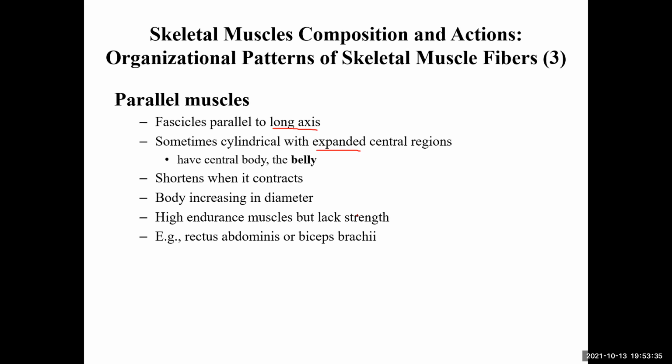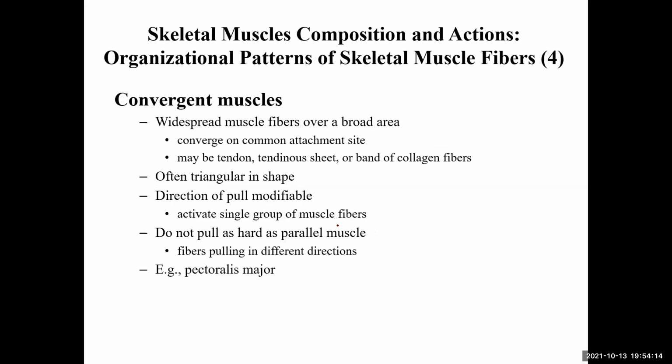So when you contract that area, the muscle belly will expand as the overall muscle shortens, because when muscles contract, they will shorten. And that will increase the area of the belly there. And so the diameter of the belly will increase. Now, these muscles are great for endurance. Awesome. But they're not so good for strength. So we'll see this in your abdominal region, your 6-pack muscles, the rectus abdominis, and I just showed you the biceps brachii muscle.